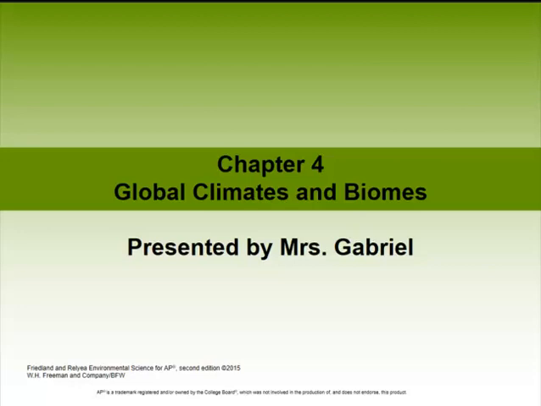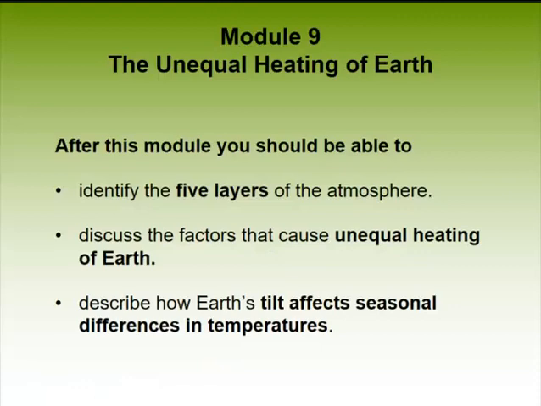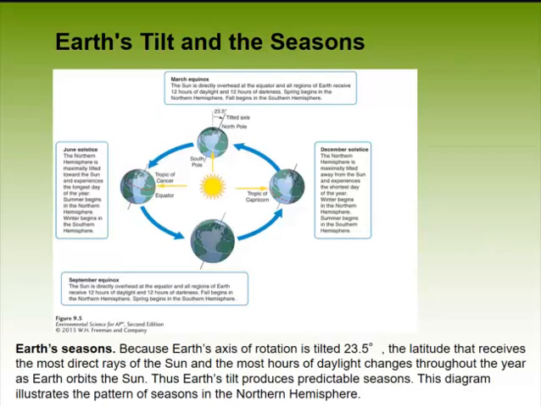So we're not going to go into biomes yet for this video. We're just going to go into the unequal heating of Earth. So remember that Earth has 5 layers. We'll talk about those layers. We'll talk about what causes the unequal heating. And we'll talk about what we've already spent a whole lot of time with in class, the effects of seasonal differences in temperatures. So in class, we actually created, well, we played with a model to really demonstrate the effects of the Earth revolving around the sun during the year.